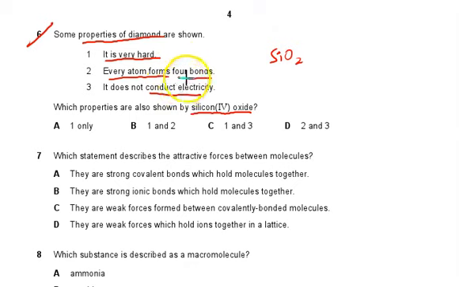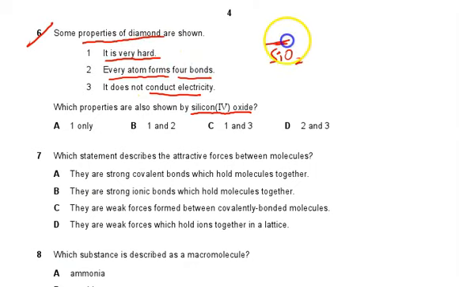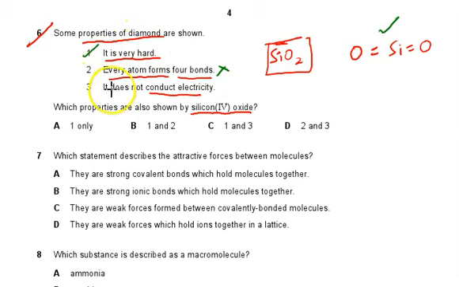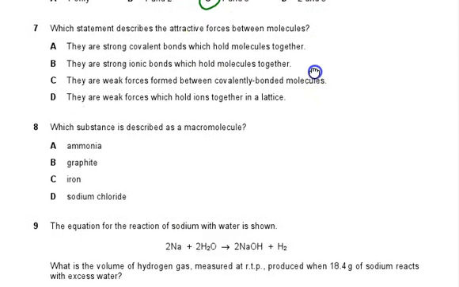So we can see it appears as a linear structure, where they have this type of structure. So number 2 will be out. It is very hard, so number 1 will be selected, and it also does not conduct electricity. So 1 and 3 is your answer, so your answer here will be C. Now let us look at number 7.